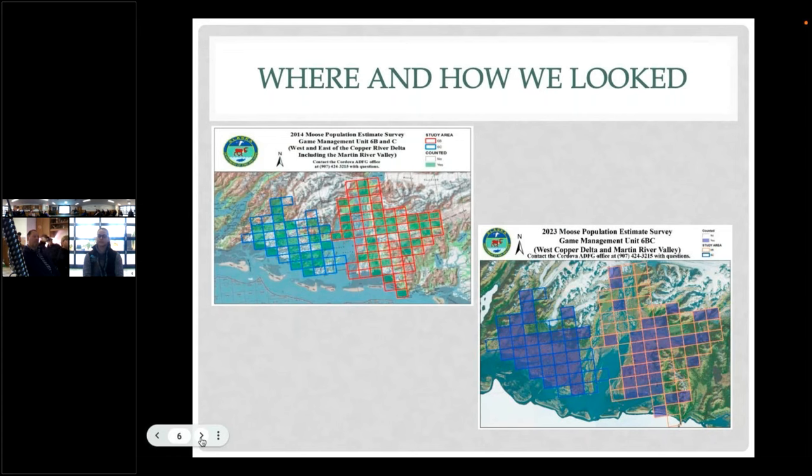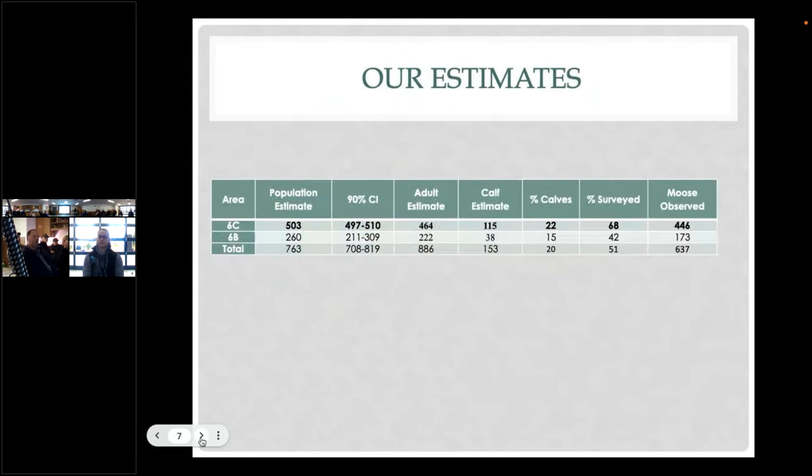in that high habitat, and I'll show you a map that also shows this a little bit more later down the line. So we've shifted our effort to really focus our time more in the areas where we expect the moose to be. So now, getting to the numbers. The numbers that I bolded here are the estimates for the West Delta 6C. So the population estimate settled out at 503 moose.